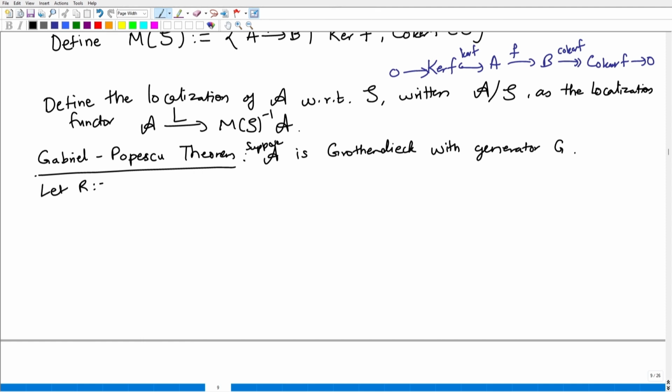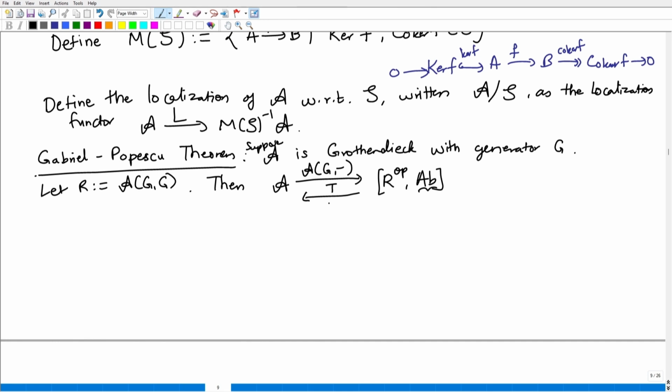Let R be A(G,G). Do you understand what R is? It's a single object pre-additive category. So it's a ring. Okay, so I can talk about modules over this ring. Then A to the category of right modules, which I can write as this functor category. Then over here, I can take the home functor at the generator. Then it will have a left adjoint L.